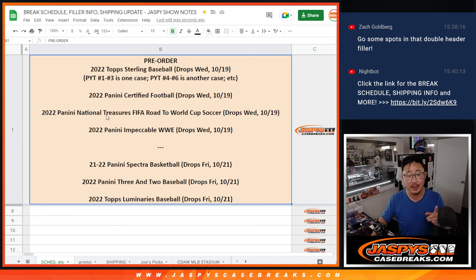Check that out. 2022 Panini National Treasures FIFA Road to the World Cup Soccer. That's going to be huge. Also on Wednesday, and we should have some Impeccable WWE on Wednesday as well. Check out JaspysCaseBreaks.com. Then on Friday, we got Spectra Basketball, Panini Three and Two Baseball, and Topps Luminaries Baseball coming out.